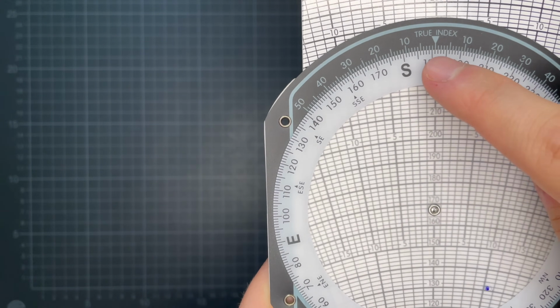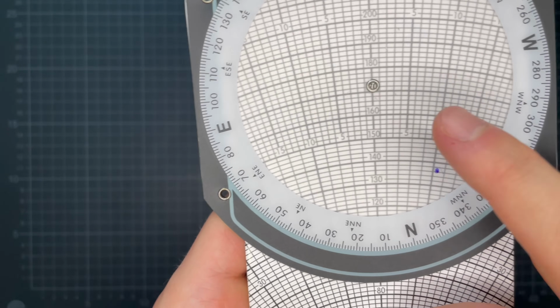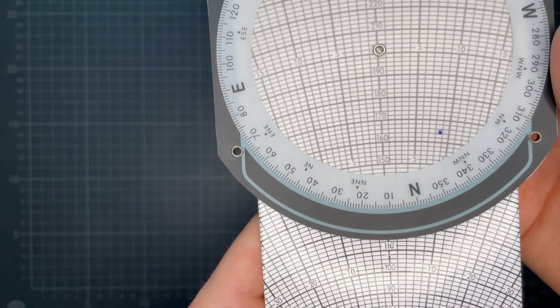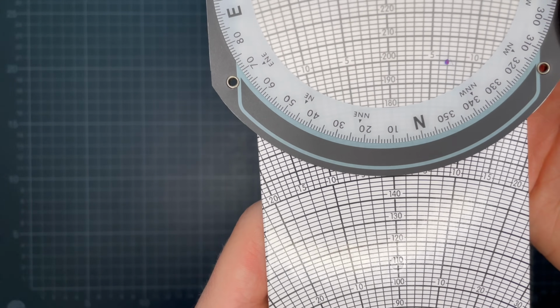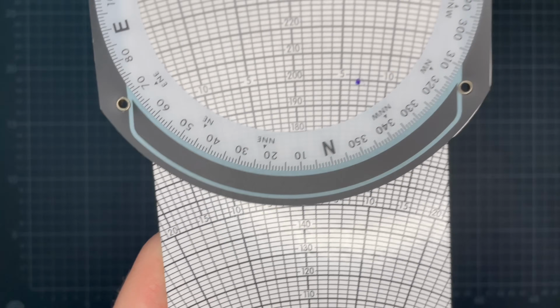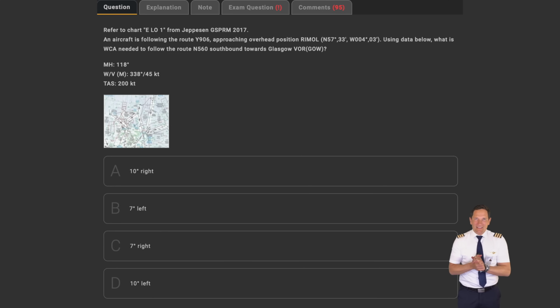All you need to do now is take the dot you drew and shift the speed card until it aligns with the true airspeed of 200 knots, and you will see your wind correction angle is 7 degrees to the right. And there we have it. The correct answer is 7 degrees to the right.